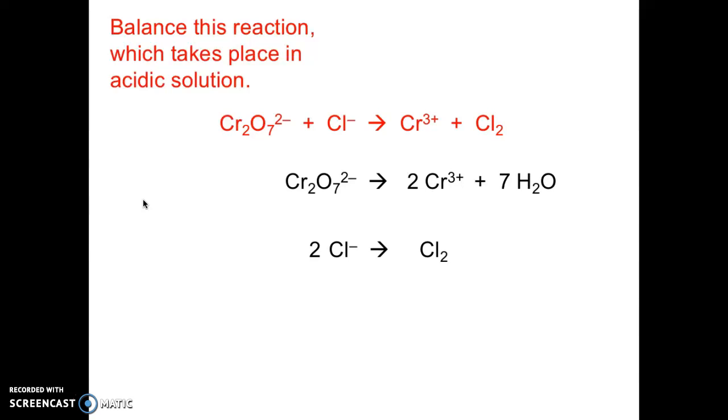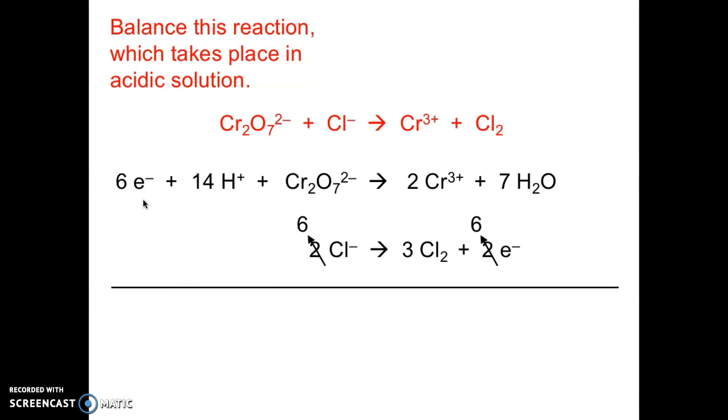Then we add our water to balance out our oxygen. Then we add our hydrogen ions. And then we add our electrons. Do the same thing down here. We're going to multiply this by 6 in order to balance out the 6 electrons on the other side, which means we have to balance this to 3 and that to 6. And then overall, it looks like we are pretty much fine. So the 6 electrons cancel out. We have 14 hydrogen ions here.